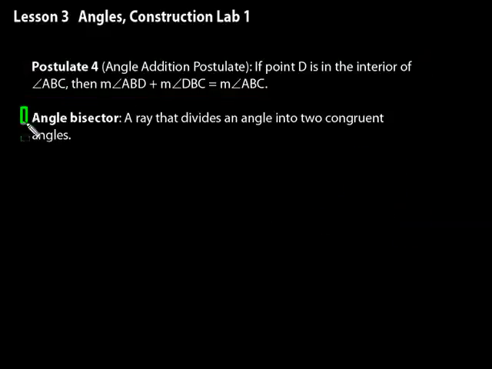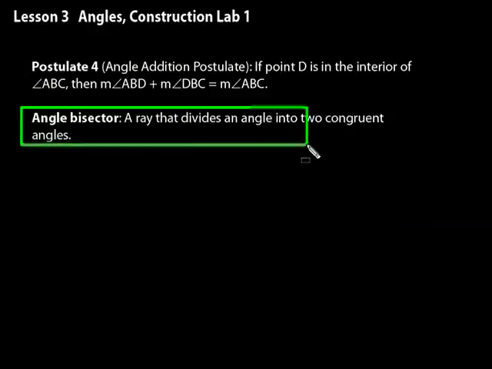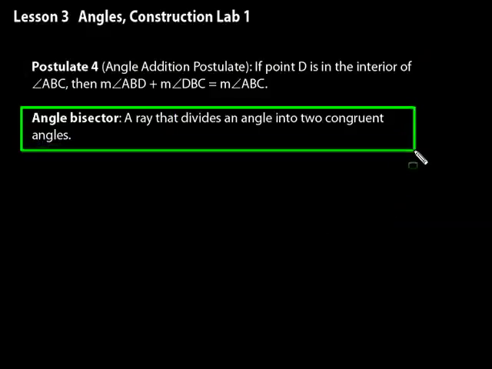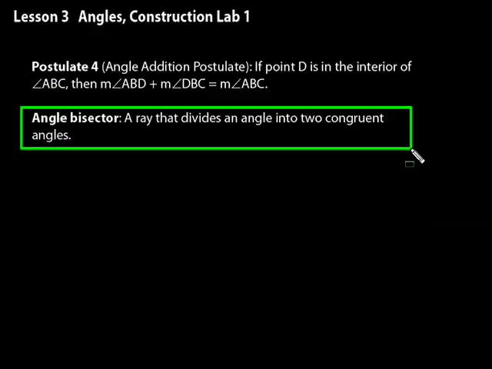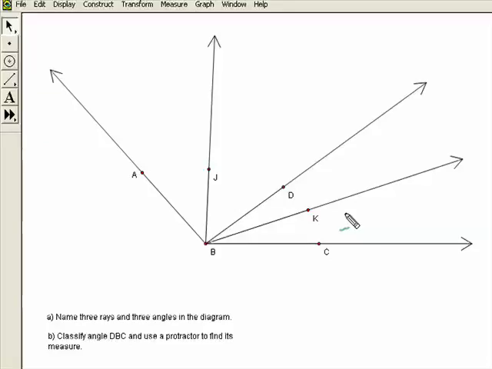And a definition based on postulate 4 is angle bisector. That's a ray that divides an angle into two congruent angles. So if you had an angle, a bisector would split it right down the middle, and you'd end up with this angle being congruent to that angle. And sometimes those are represented with tick marks. If they both had one tick mark, that would represent that they are the same angle. They're congruent.